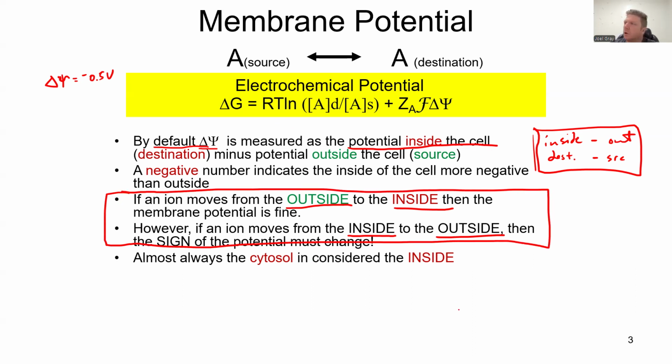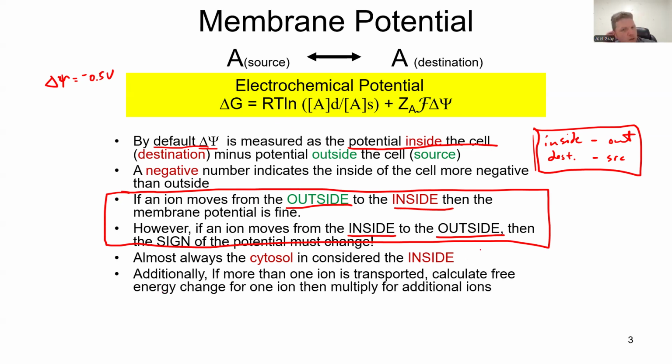Okay. Almost always the cytosol is considered the inside. Additionally, if more than one ion is transported, calculate the free energy change from one ion, then multiply for additional ions.